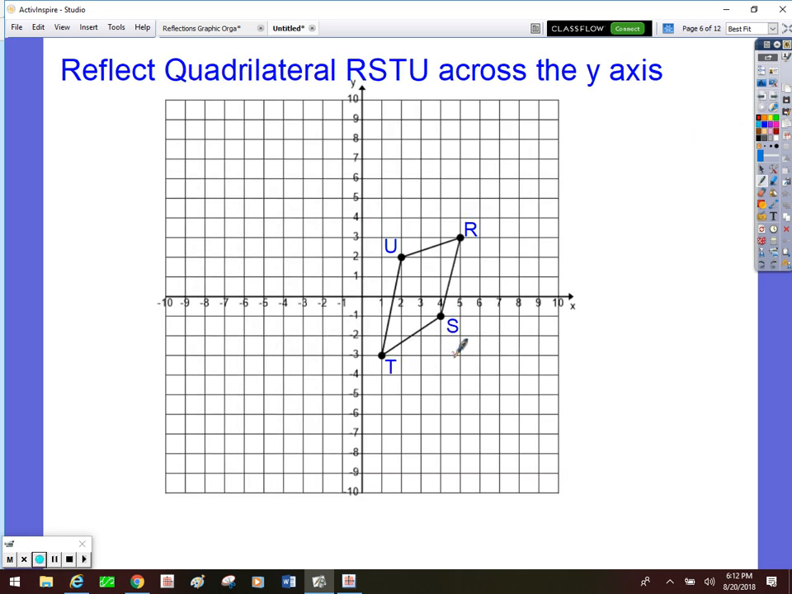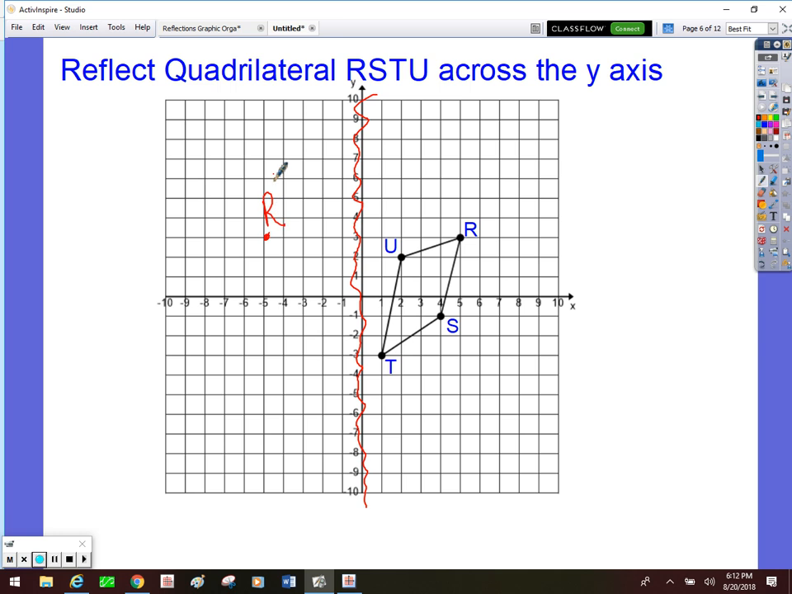All right, let's look at this one. This is a quadrilateral RSTU. We're going to go again, one more time, across the y-axis. And don't let it bother you again. 1 point, 4 points, 5 points. Just count. Let's go R. 1, 2, 3, 4, 5. All we're doing is counting from the point to the line of reflection. So 1, 2, 3, 4, 5. Count 5 on the other side.